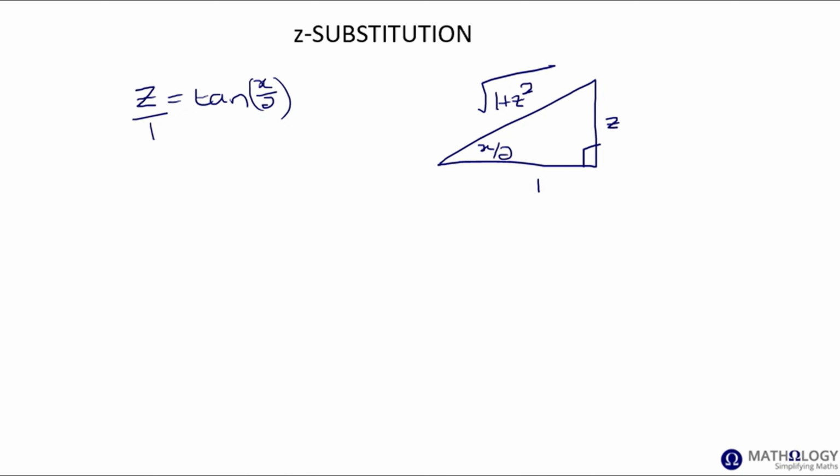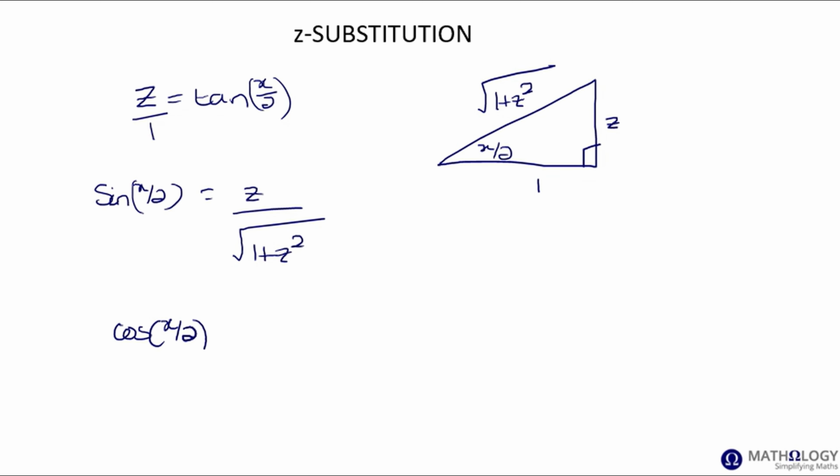From this we can then formulate expressions for sine x over 2 and cos x over 2. Sine x over 2 is opposite over hypotenuse, so z over root 1 plus z squared, and cos x over 2 equals adjacent over hypotenuse, so it's going to be 1 over root 1 plus z squared.